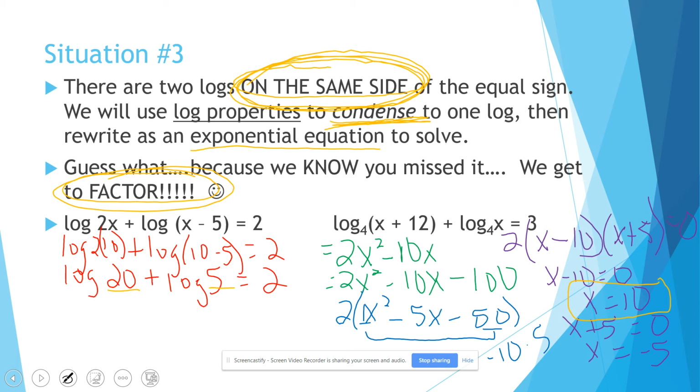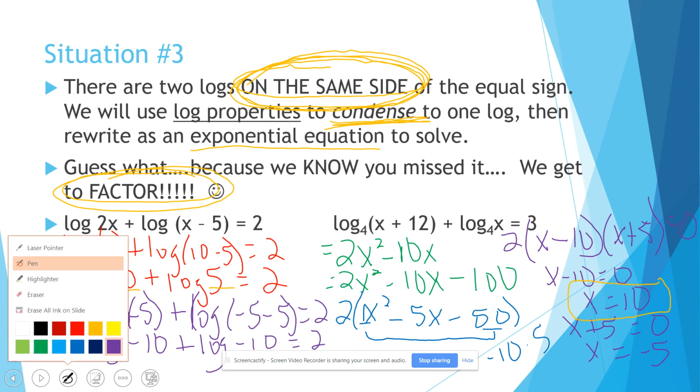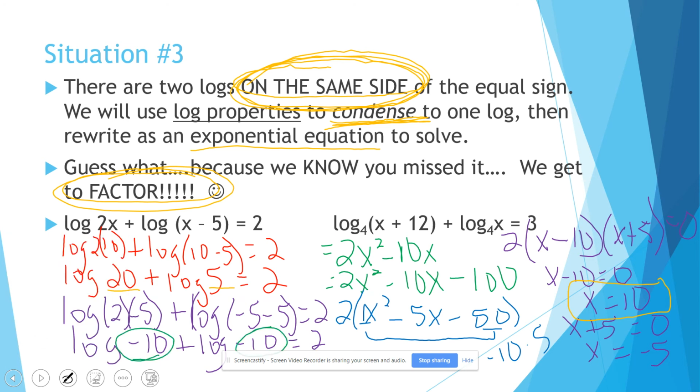Then we need to check our negative 5. So log of 2 times negative 5 plus log of negative 5 minus 5 is equal to 2. Well, 2 times negative 5 is negative 10, and negative 5 minus 5 is another negative 10. Well, right here, because of these negative 10s, I can't go any further. We cannot take the log of a negative value. So negative 5 is extraneous, and our only answer is positive 10.